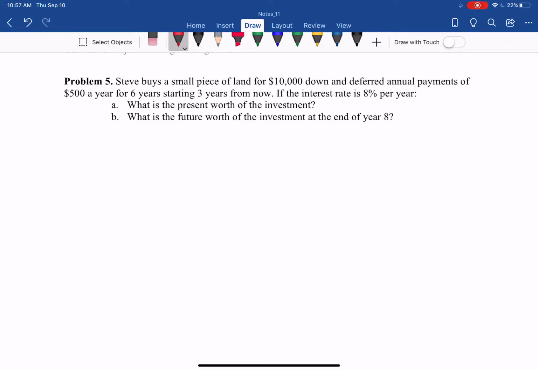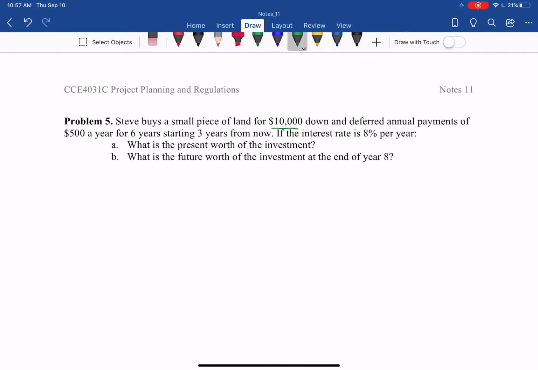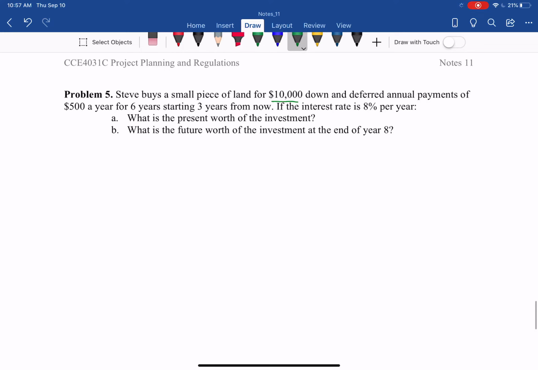Problem 5. Steve buys a small piece of land for $10,000 down and defers the annual payment of $500 a year for 6 years, starting 3 years from now. If the interest rate is 8% per year, what is the present cost, the present value, of the investment?